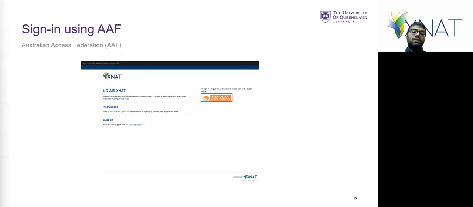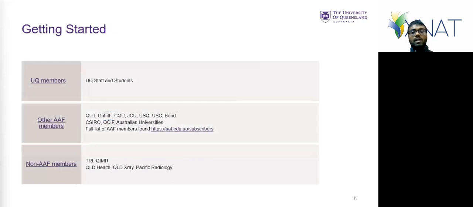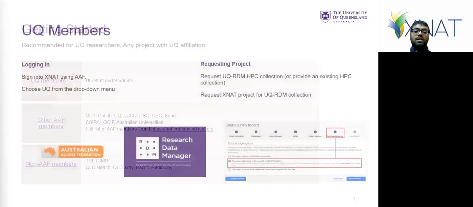And we do have a process for users within organizations that are not already affiliated with AAF. We'll talk about that shortly. There are three general categories of users we deal with: UQ users, non-UQ AAF members, and the non-AAF members themselves.